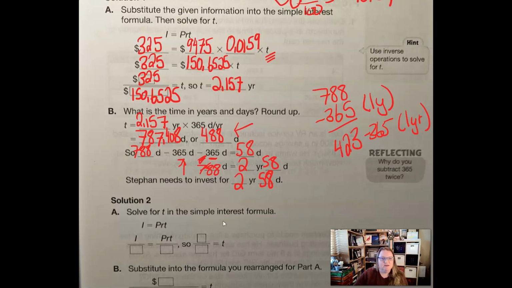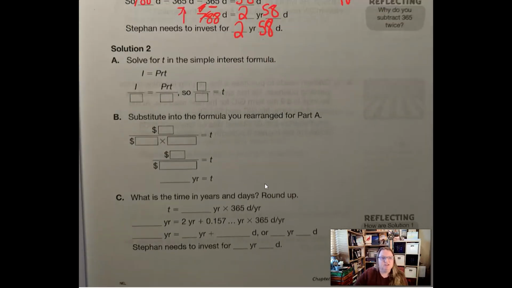Last one here. Solution 2. This is the same question, but they've shown you one way to solve for it, and now we're going to run through a second way to solve for it. And you'll be able to decide which you prefer. Both are going to be right, but this is actually using the way that I like to move the formula around in the first place.